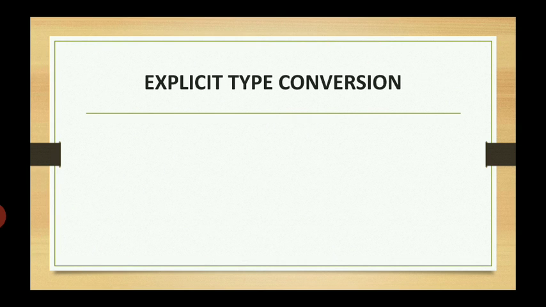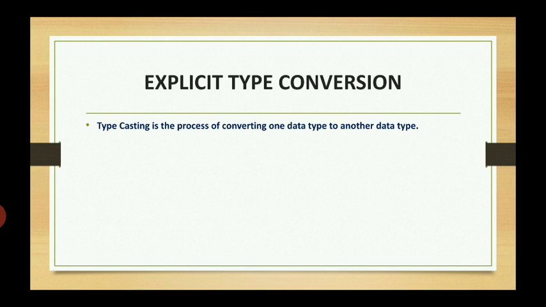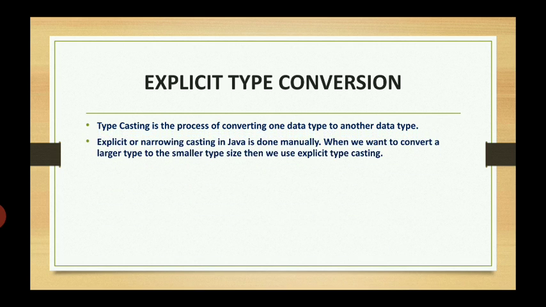Next is explicit type conversion. Now the other name is typecasting. Now what is typecasting or explicit type conversion? Typecasting is a process of converting one data type to another data type, generally from bigger to smaller. Now explicit or narrowing casting in Java is done manually. That is, I have to do it manually. Compiler will not automatically do it.